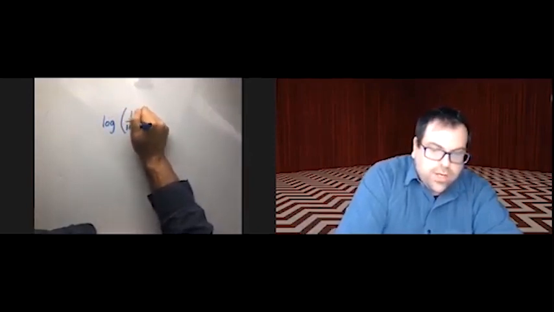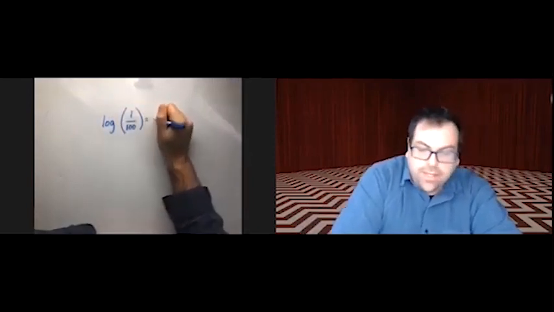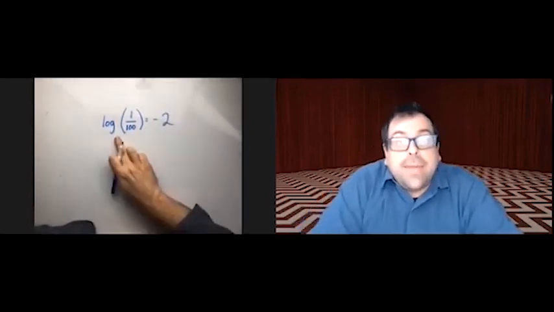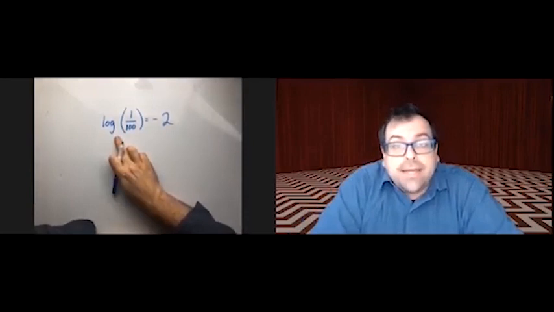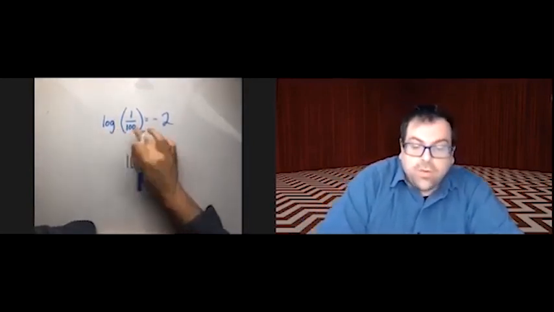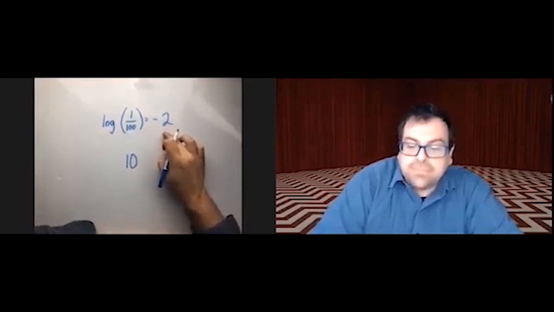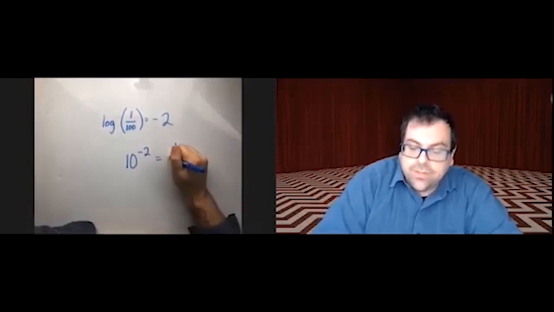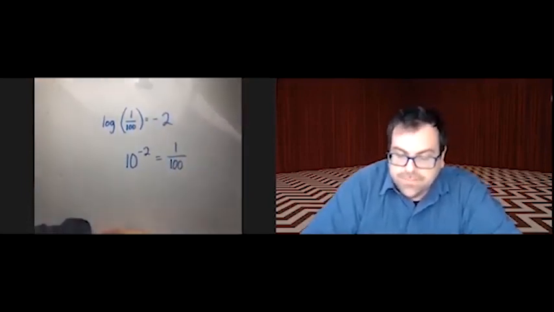Log of 1 over 100 equals -2. We don't see a base. So what base is that? Base 10. The logarithm is an exponent. So the exponent is -2. 10 to the -2. The argument 1 over 100 is what's left.